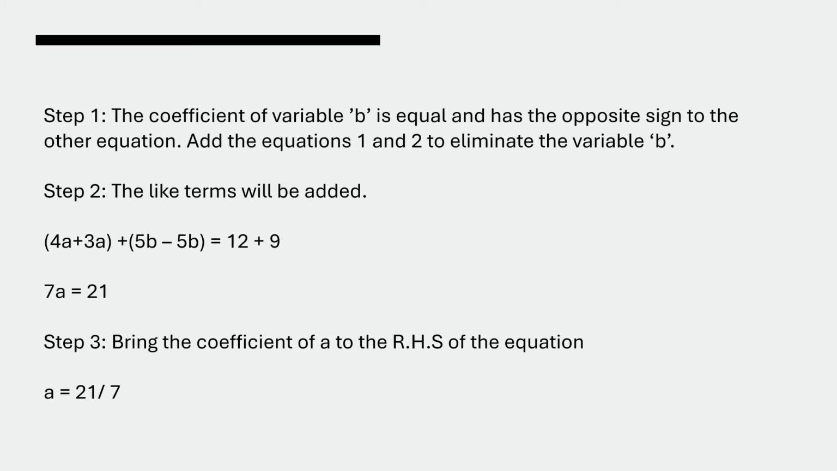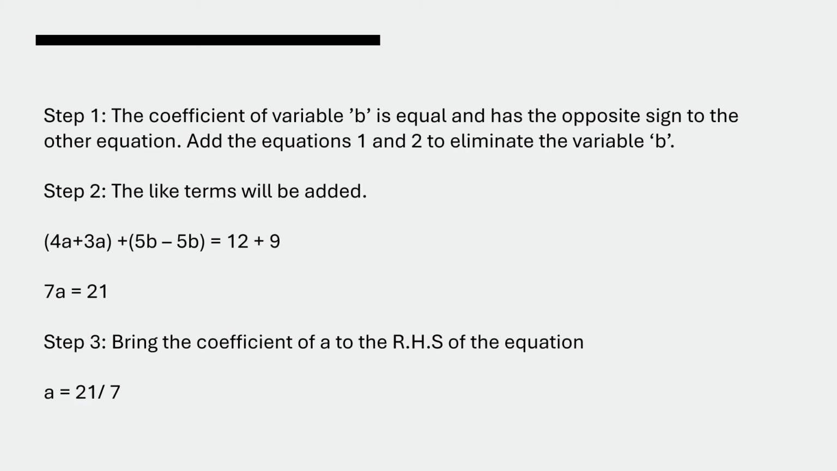Just take the like terms to add, so that we are adding 4a and 3a. That means we are taking 4 and 3 because in both cases we have the variable a in it. Then we are taking the other term, the term which has a common coefficient, that is 5b minus 5b, so that we will be getting 0. 5b minus 5b is equal to 0. That is equal to 12 plus 9. 12 and 9 are constants. So after solving, you will be getting that 7a is equal to 21.